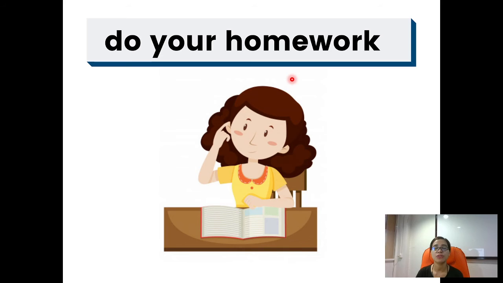Okay, next. Do your homework. Okay. So, do you have many homework every day? Yes. So, when I was young, I also have many homeworks to do at home. I miss being a student. But you will do great, everyone, okay? Do your homework. So if you don't know your homework, you may ask daddy or mommy to help you. Always do your homework so that teacher will be happy. Okay.